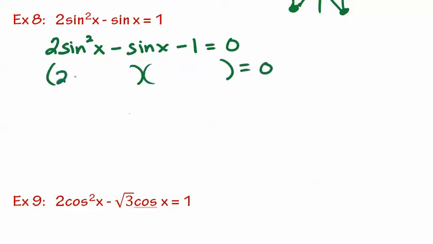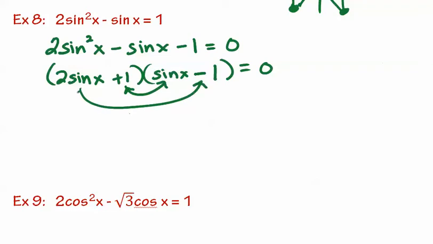If you couldn't factor this, then you'd go to the quadratic formula. Here I think that we can reverse FOIL. 2 sine x times sine x would give us 2 sine squared. And we want the middle term to be a negative, so I think I want a negative 1 here and a positive 1. Check it out: if you FOIL, do the outside and inside combinations, they work out to give us this quadratic polynomial in terms of sine, and that works.